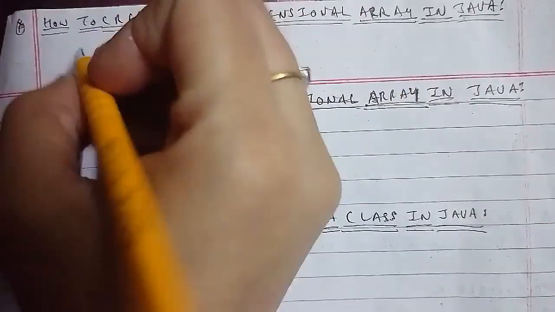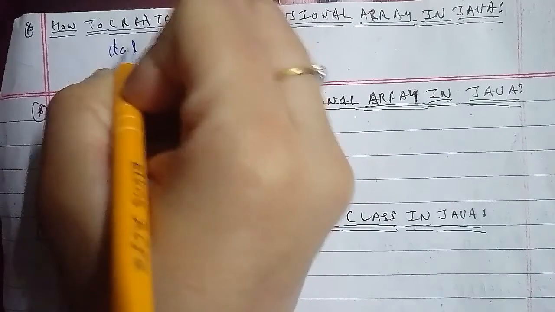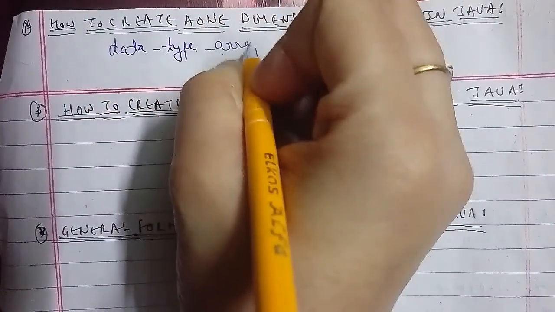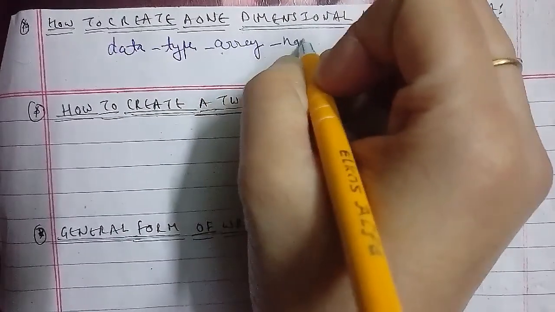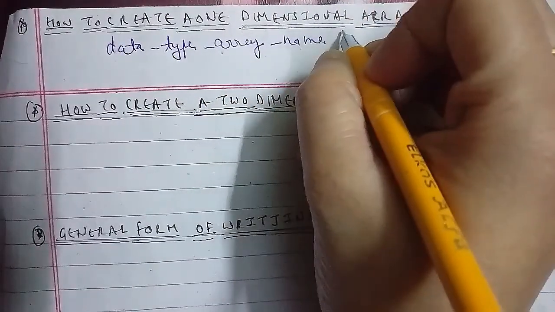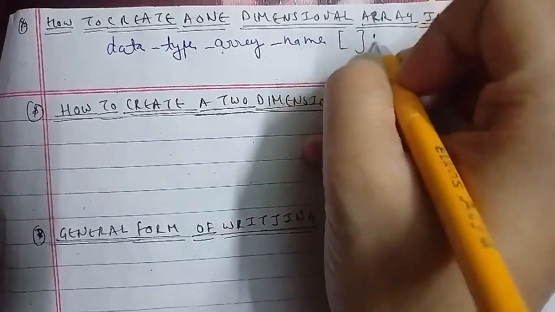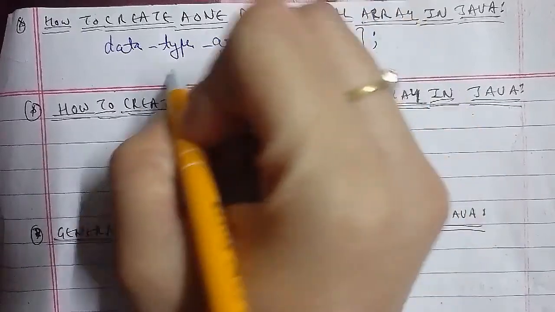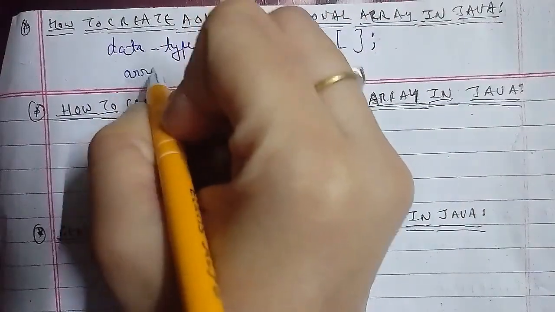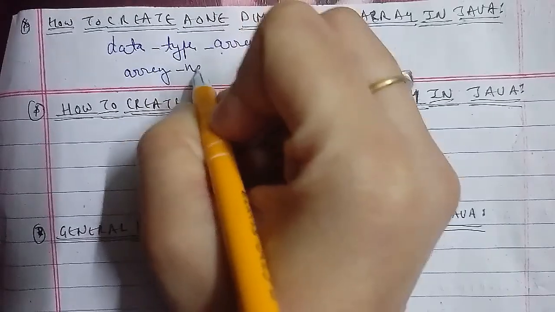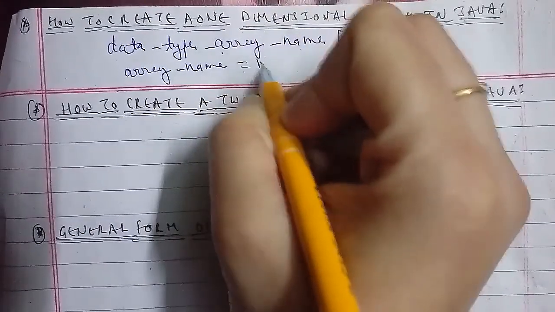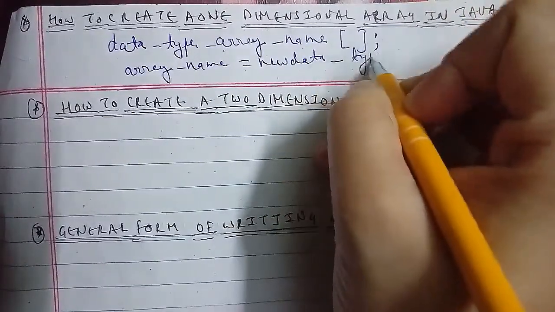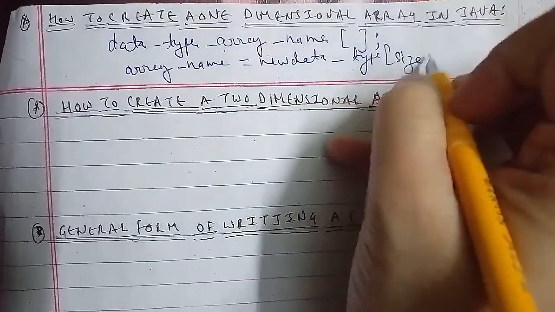You just write it down: data type, array name, brackets, and close that bracket. And to allocate the memory, we have to follow: array name is equal to new data type, and whatever its size will be, that will be in the brackets here. That is to allocate the memory.